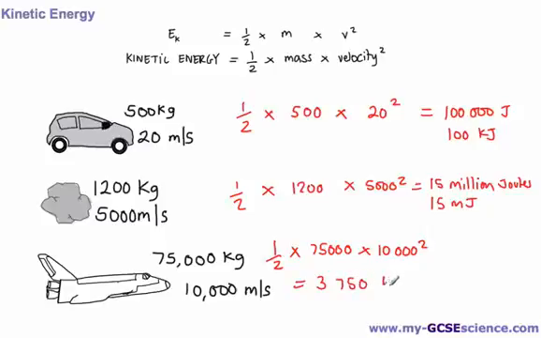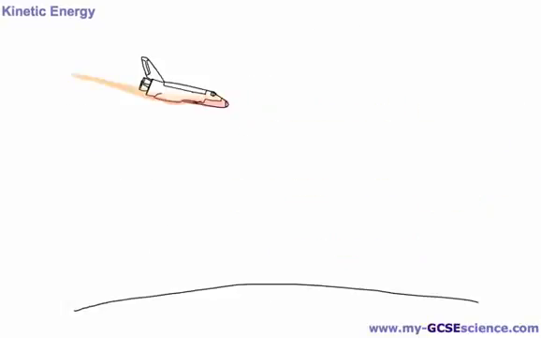3,750 billion joules. So that's a lot of kinetic energy that the space shuttle has. Now, three examples here, quite small numbers and larger numbers towards the bottom. They don't usually give examples with these big numbers, but the reason why I've used a space shuttle here is because they do mention in the spec about energy transfers, and they talk about how kinetic energy can be transferred into heat energy, for example in meteorites or in the space shuttle.